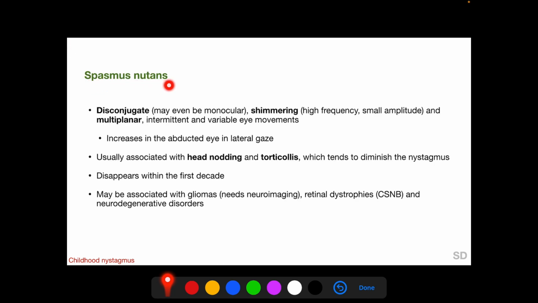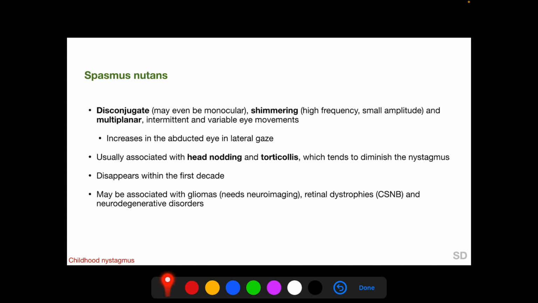Spasmus nutans is a childhood nystagmus which disappears within the first decade. The nystagmus in spasmus nutans is disconjugate, may even be monocular, multiplanar, intermittent and variable eye movements, which are typically described as being shimmering with a high frequency and a small amplitude, and typically the movement increases in the abducted eye in the lateral gaze. Spasmus nutans is usually associated with head nodding and torticollis, and head nodding and torticollis in spasmus nutans is said to diminish the intensity of the nystagmus.